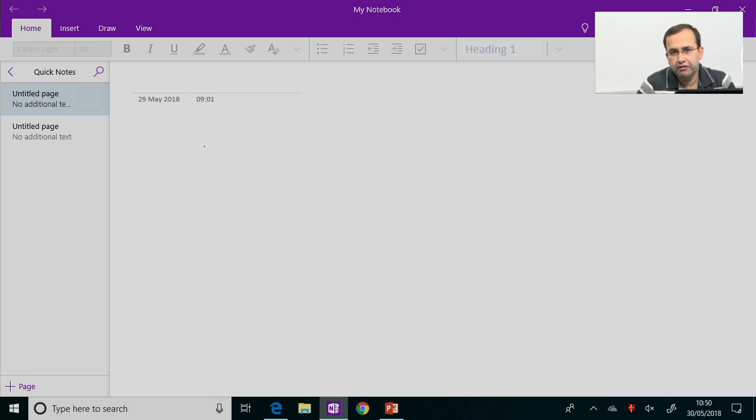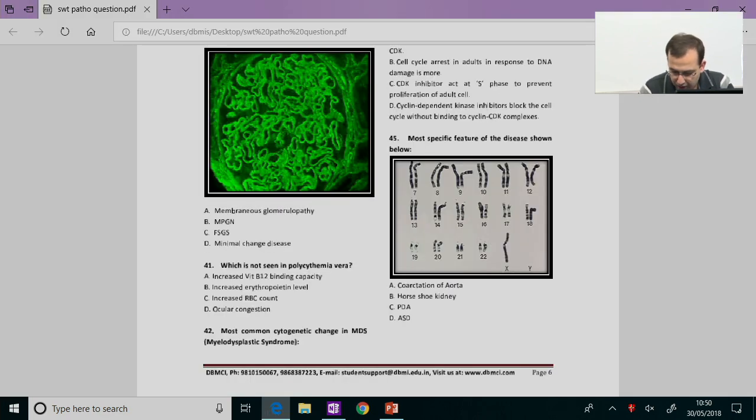Okay, so morning everybody. This gets us to the next question in our subject-wise test pathology, that is question number 41. Let us have a look at this: which is not seen in polycythemia vera?